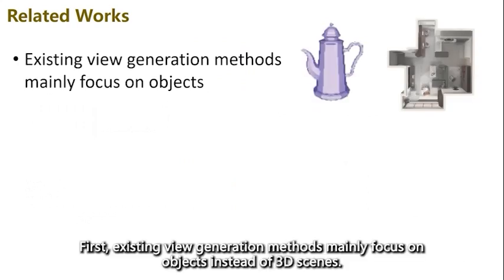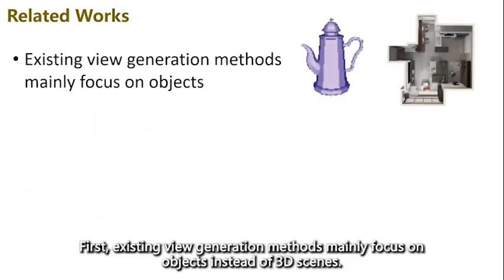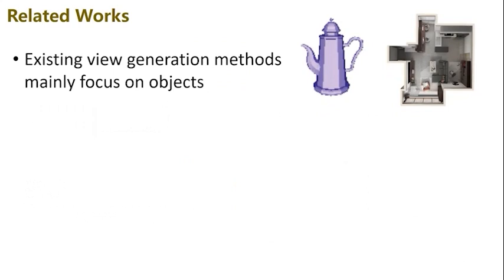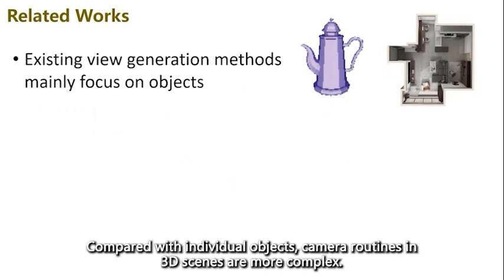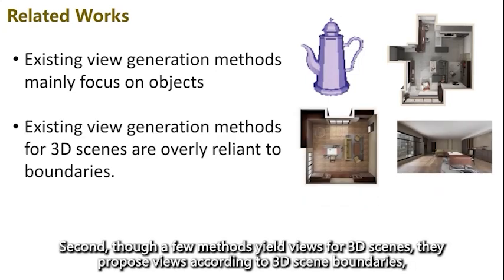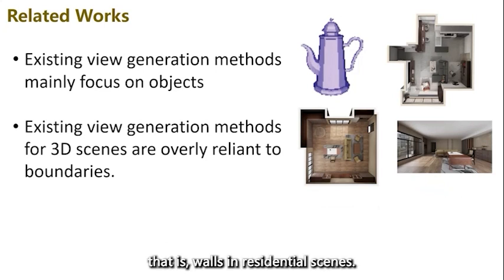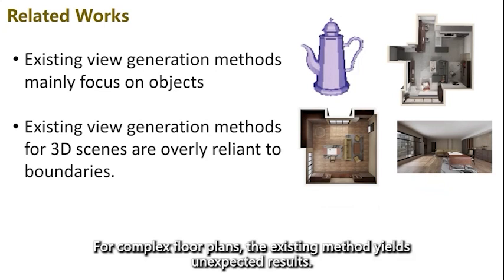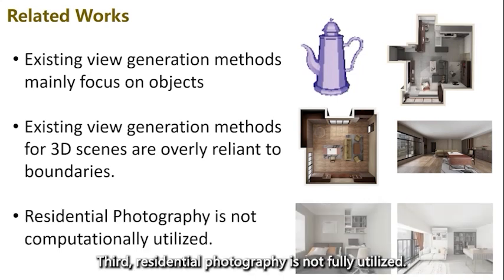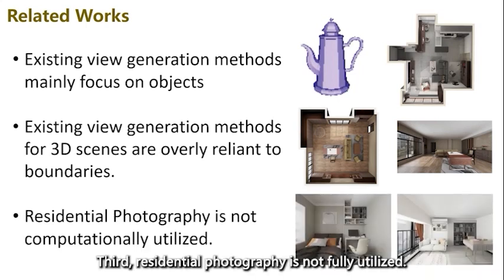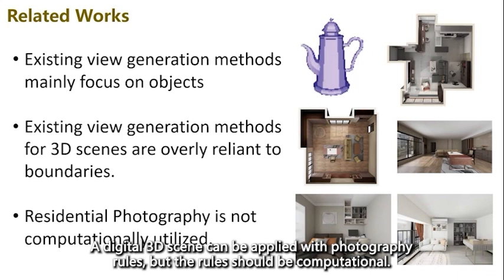First, existing view generation methods mainly focus on objects instead of 3D scenes. Compared with individual objects, camera routines in 3D scenes are more complex. Second, though a few methods yield views for 3D scenes, they propose views according to 3D scene boundaries, that is, walls in residential scenes. For complex floor plans, the existing method yields unexpected results. Third, residential photography is not fully utilized. A digital 3D scene can be applied with photography rules, but the rules should be computational.